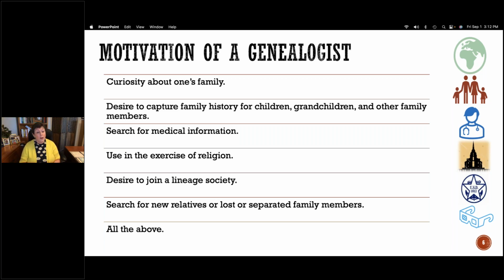The search for new relatives or lost or separated family members is another motivation to become a genealogist. And I'm going to talk about that a little bit in the fourth session when I talk about using DNA for genealogical research. And obviously all of the above could apply.